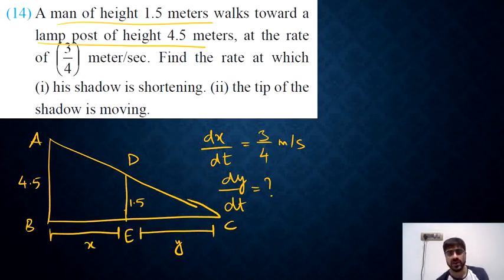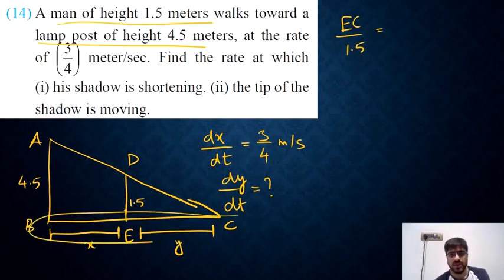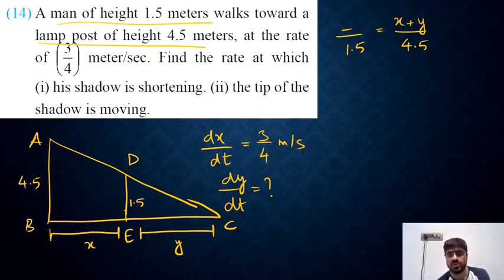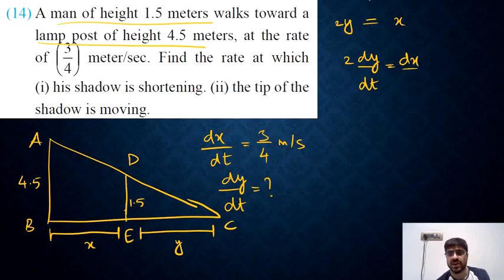By similar triangles we can say that EC upon 1.5 will be CB upon 4.5. So CB is going to be x plus y upon 4.5, and EC also is going to be written in terms of y only. So here you have a y. This 1.5 gets cancelled with the 4.5 you have here, giving you a 3 here. That 3 goes on the left, becomes 3y, and this y goes on the left, making it 2y. So we have 2y equals x, and when we take a derivative, we have 2 dy by dt equals dx by dt.